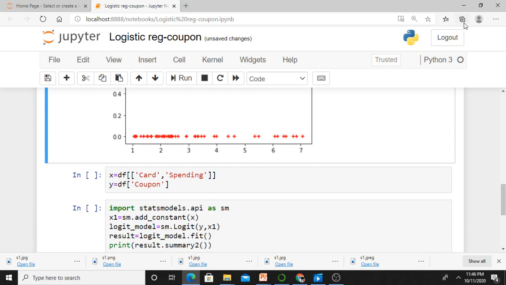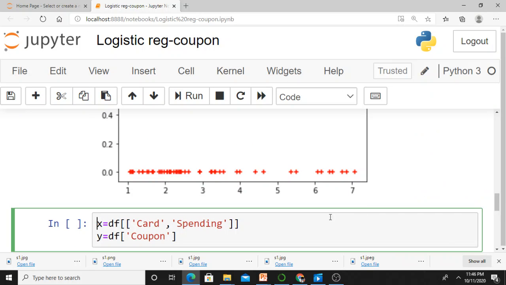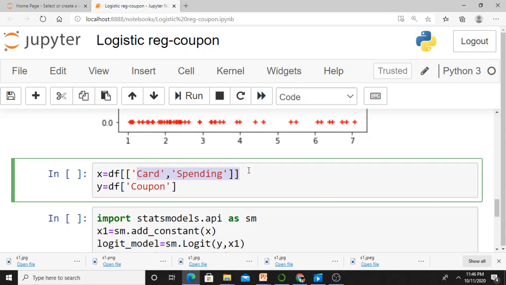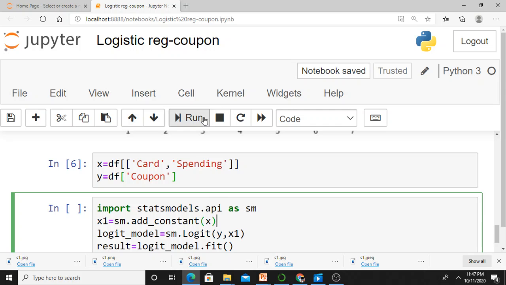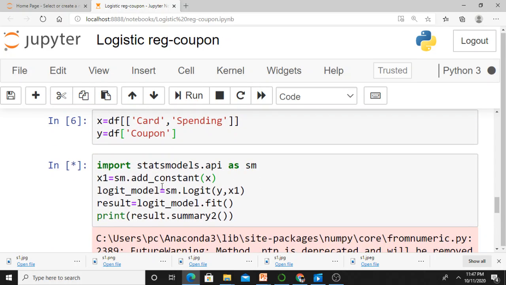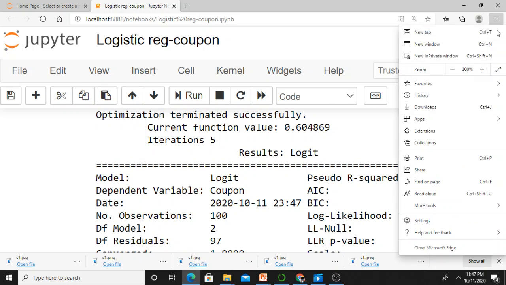Now I am taking card and spending as the independent variables, and coupon on the y-axis: y equal to coupon and x equal to card and spending. If I take x and y, then for logistic regression, just see, this is import statsmodels. The add_constant I already explained in previous lectures. Logit also I explained, and the Logit model fit and summary too. All these things I explained. This is the summary output.